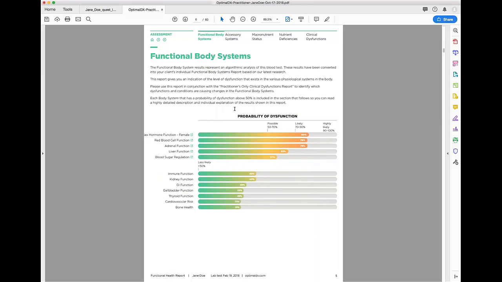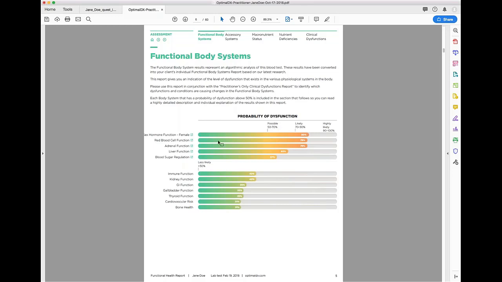But if we look at it through the lens of functional blood chemistry analysis, we're now starting to pick up a few things. There's actually some hidden issues in her sex hormone system. There's also some hidden issues in her red blood cell function, her adrenal function, her liver function, and also in blood sugar regulation. None of that was caught by the standard approach.